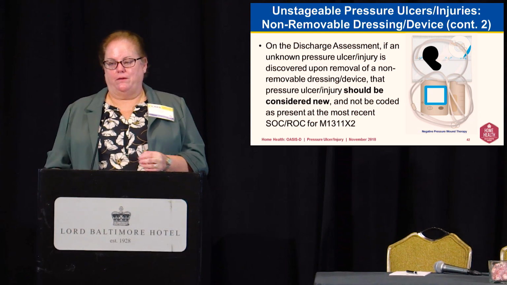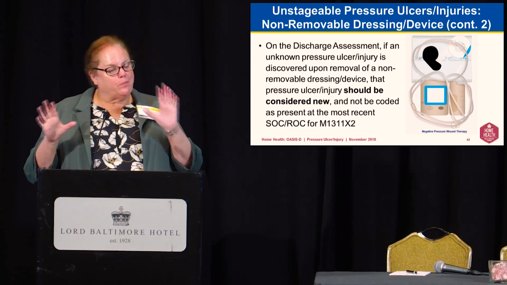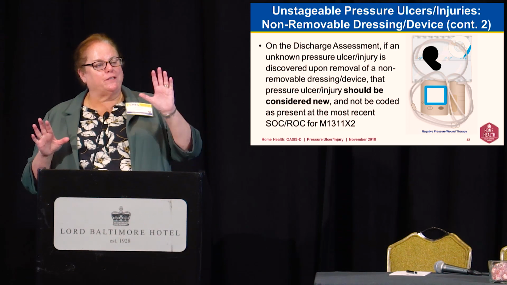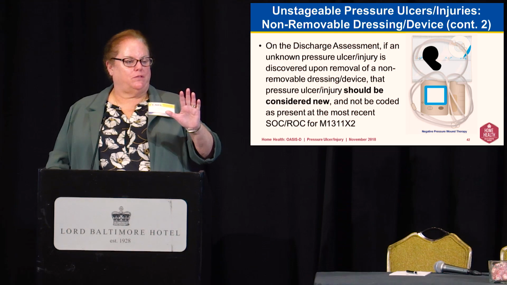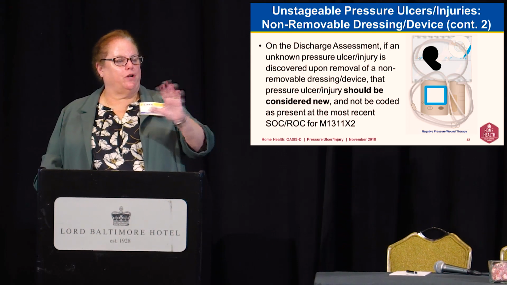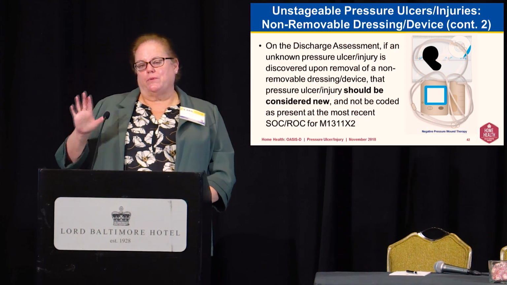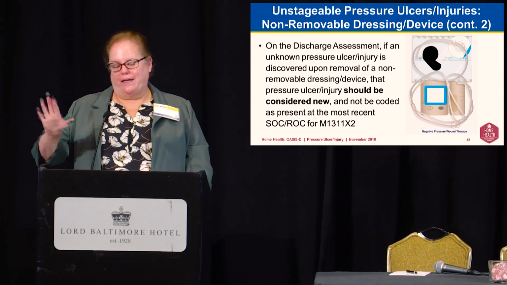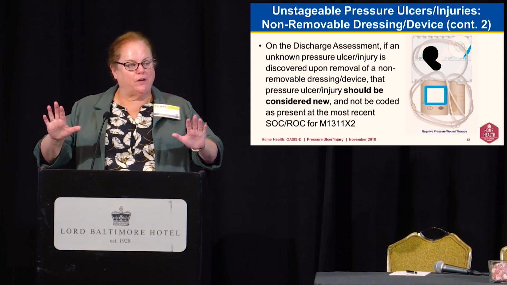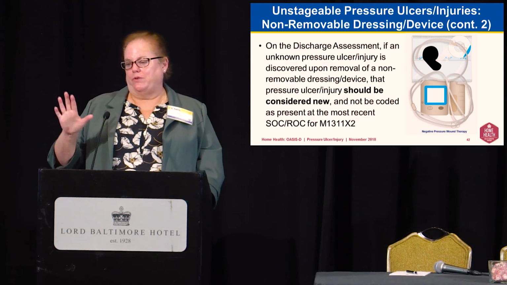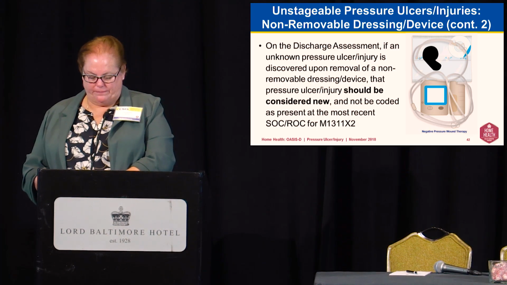Yes? No? Maybe? Yes. Okay. So two different scenarios, and they're subtle, but they're important. One is we have the dressing, device, or whatever that can't be removed, and we know there's something underneath it. So we can go ahead and code that. We know there's a pressure injury underneath that. We haven't looked at it ourselves. The second scenario is someone comes in with a device, a cast, a dressing, something that we can't remove. And when it's removed, we didn't know there was anything underneath it, and then we find an injury underneath it. Does that make sense? Okay, good.